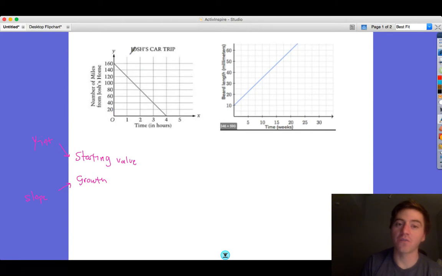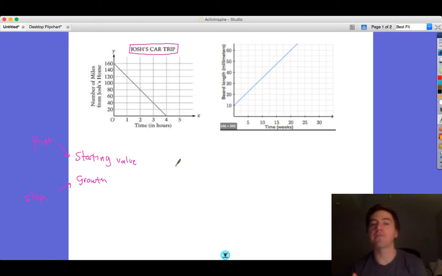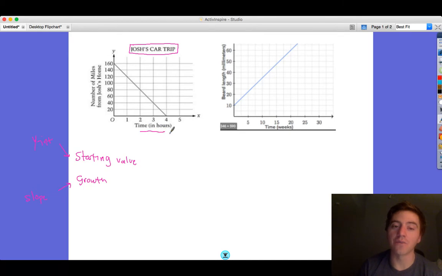Okay, what's our starting value? Well, first off, this is Josh's car trip. Anytime we're looking at a graph, we want to read the title first so we know what it's talking about. Then we'll read the two labels: time in hours and the number of miles from Josh's home. So this is how far away he is from home, and this is the time in hours. We've got a starting value here of 160 miles. What's that mean? 160 miles from home. That's his starting value.